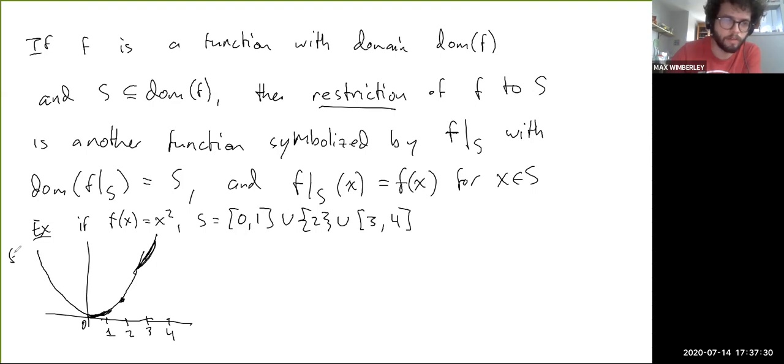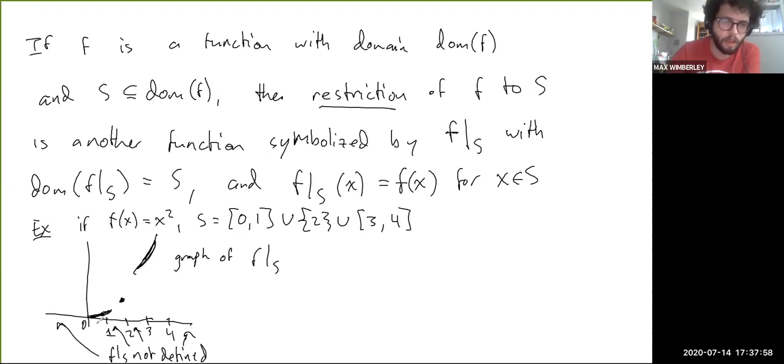So this is f of x. But if we want to look at the graph of the restriction, that's the graph of f restricted to S, and f restricted to S is just not defined in these regions. Any of the regions outside of S itself, the restriction of f is just not defined there.